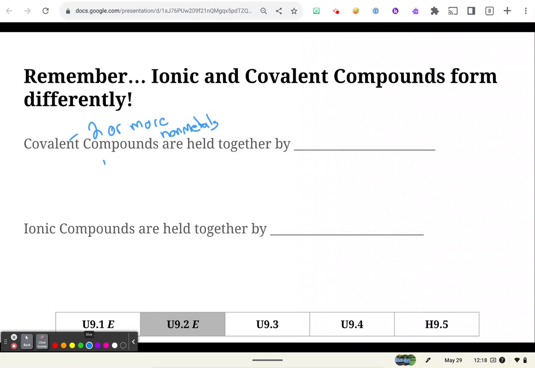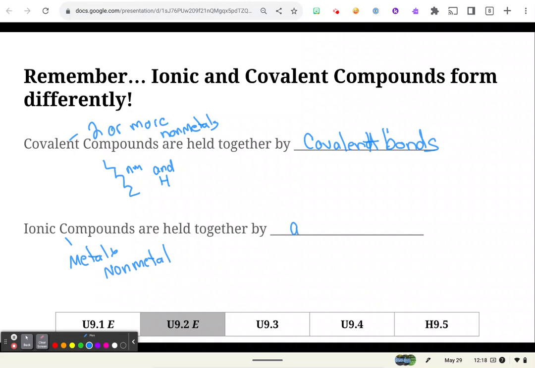On the periodic table, remember we have that staircase, so the nonmetals are over here on the right side, and hydrogen. Things like oxygen, nitrogen, carbon, those are nonmetals. They're held together by covalent bonds. These are really strong and do not break. Well, let me change that. They can break, but if you dissolve them, they just stay together. Ionic compounds are a metal and a nonmetal, and these are held together by attractions.